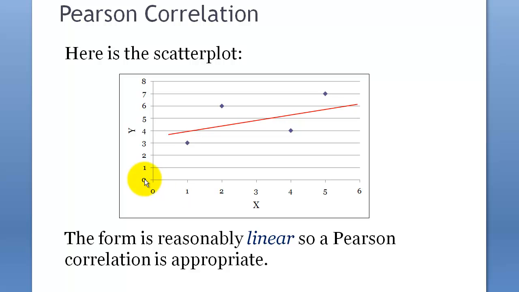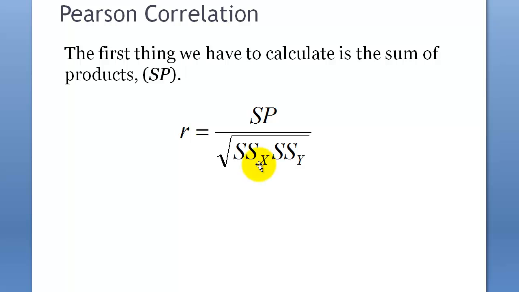This is the scatter plot you get. If you draw a straight line, you can kind of draw a straight line like this. It appears linear, so if it's linear we use Pearson, and if it's non-linear we use Spearman. Because it looks linear, we can go ahead and do a Pearson correlation, and that's how you do it.